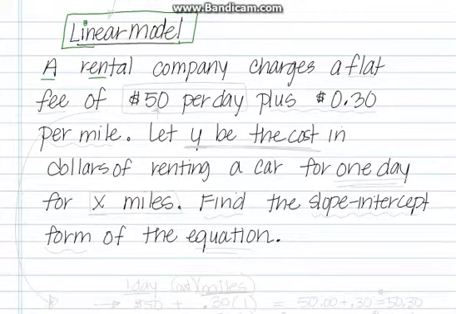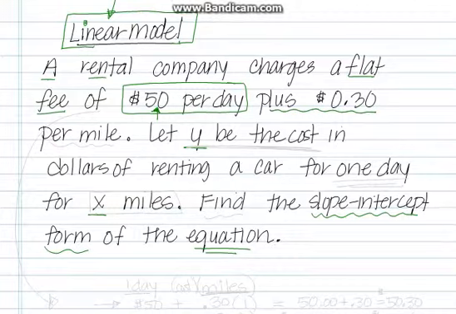Okay, so overall we want to write an equation that's in slope-intercept form. Now in order to write an equation, we normally need to know about an x and a y. In this case we know we have a linear equation, so we're given y and x as two variables. So let's go back to the beginning. A rental car company charges a flat fee of $50 per day. So we know that for 1 day you get charged $50 just for having the rental car. But in addition to that, they're charging you 30 cents per mile.